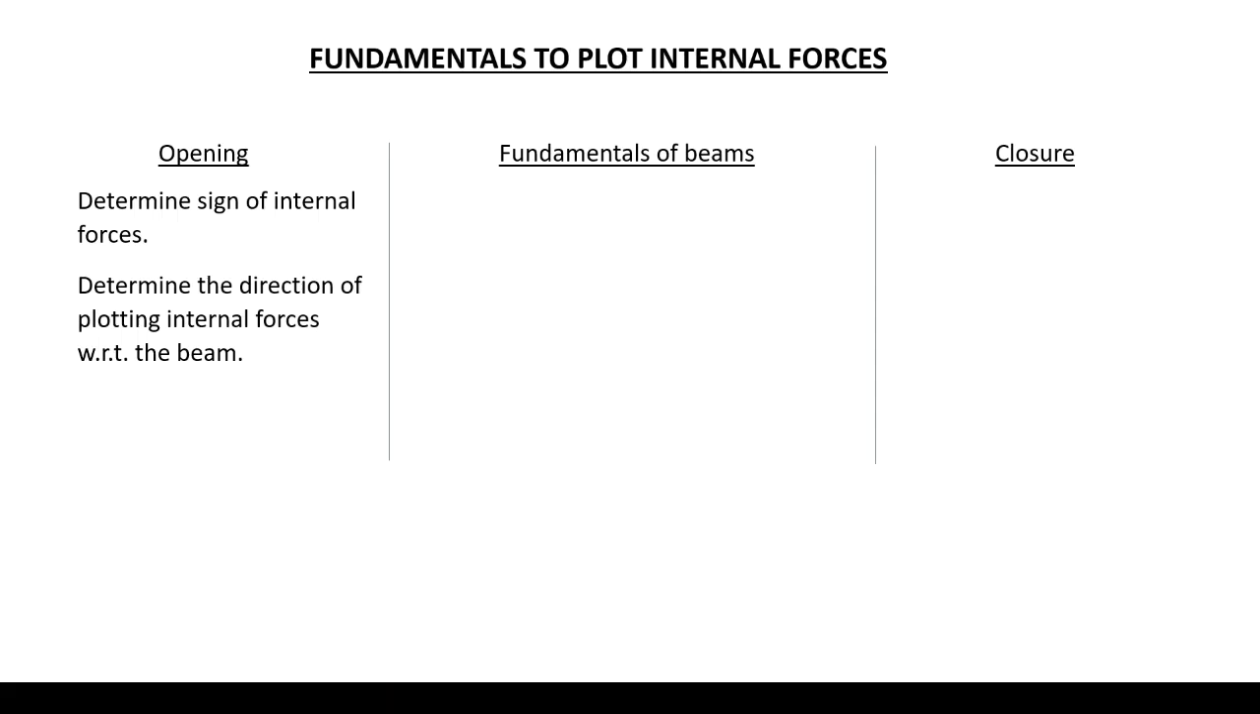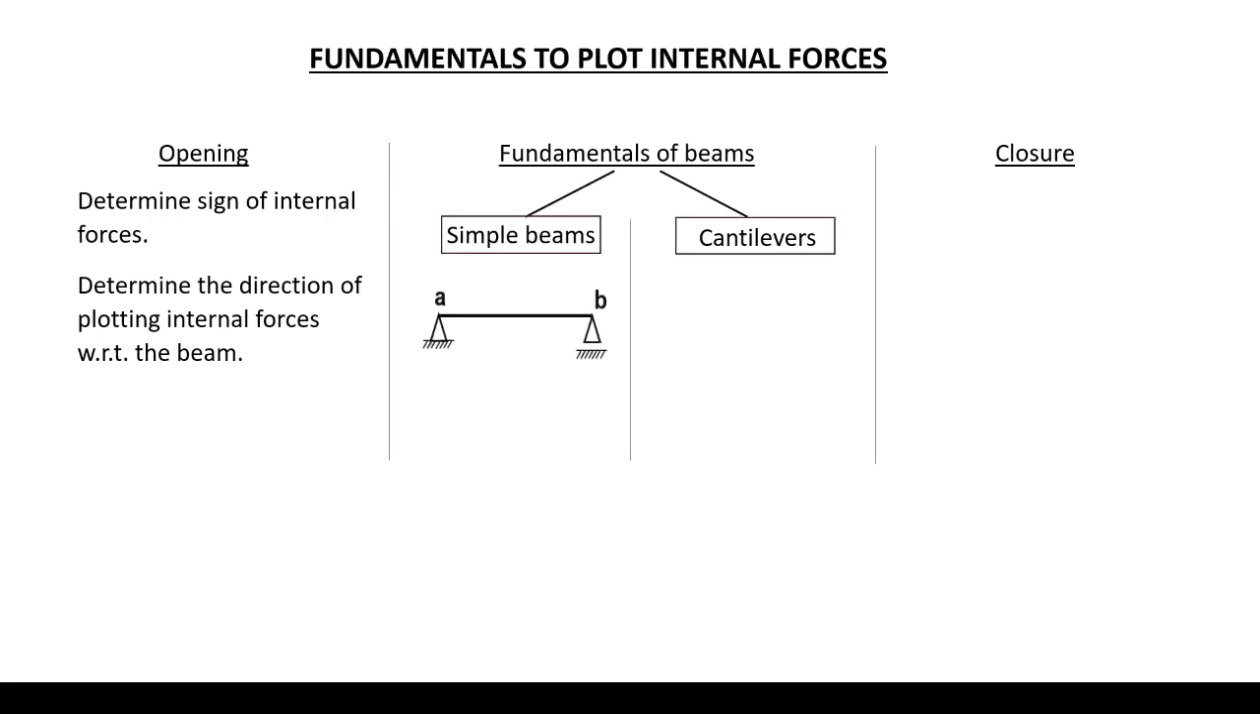Fundamentals of beams. We have two main categories of beams, which are considered the base of any determinate beam: simple beams and cantilever beams. A simple beam has two end supports, one hinge and the other roller. Two end supports means supports carrying no moment.